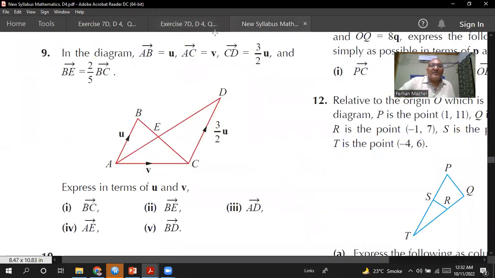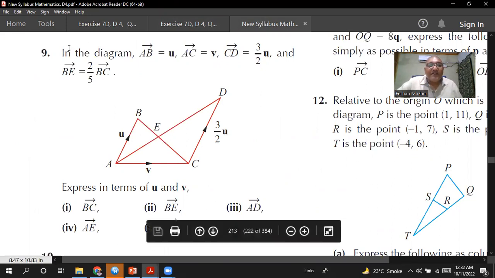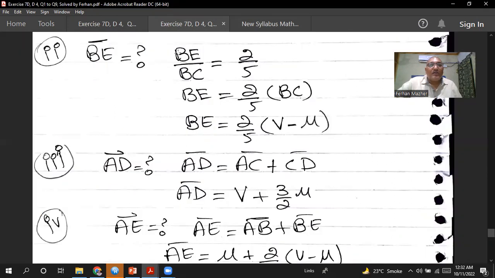The next question, they want me to find out AD from A to D. Okay, so we will make the bypass. I represent the vector AD in terms of two non-parallel vectors. So it will be A to C, C to D. So that is the bypass. Let me show you AD. For AD, I will go from A to C and from C to D. So AC is V and CD is 3 by 2 U. Simple. So this is how you find the AD.